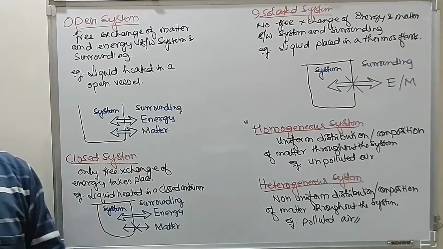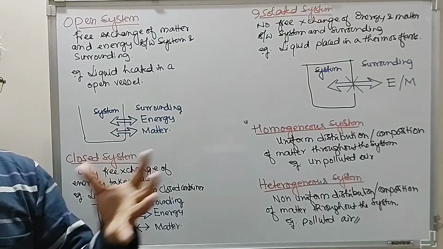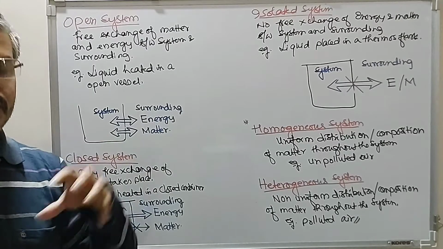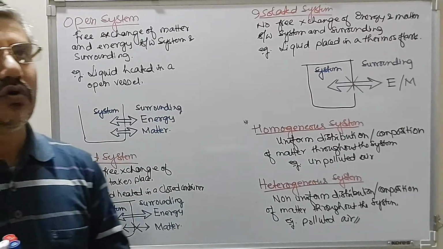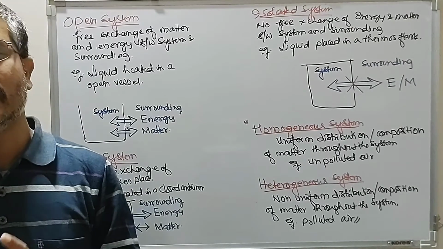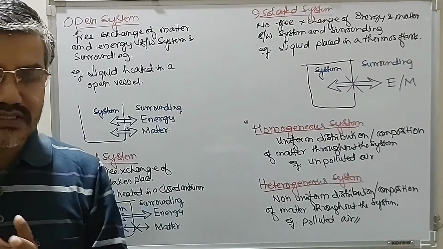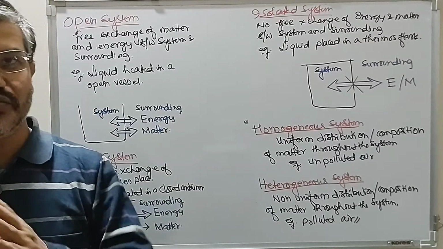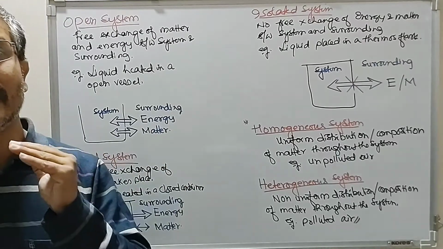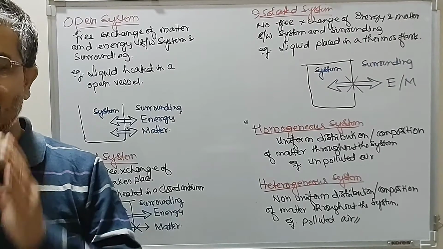Now look at this, we are talking about the system and surrounding. We define the system as the area or the space or the region of the universe in which the investigation is being carried out. Then we can always imagine a boundary, a separation boundary between the system and surrounding. This boundary may be a real boundary or an imaginary boundary, but we can always think of a boundary between the system and surrounding.